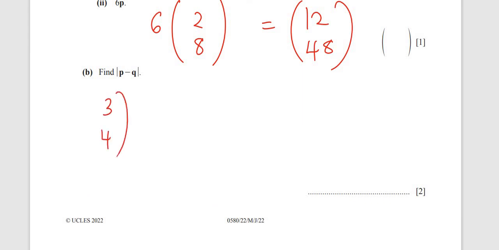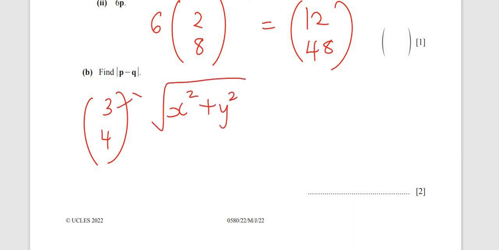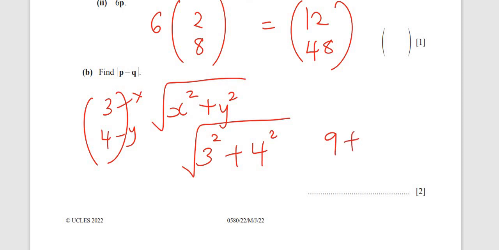3, 4. So to find the absolute value or the modulus of 3, 4, we just need to use the formula square root of x squared plus y squared. So this is x and this is y. So 3 squared plus 4 squared, and then we find the square root. So this is 9 plus 16, which is equal to the root of 25, and the root of 25 is equal to 5.